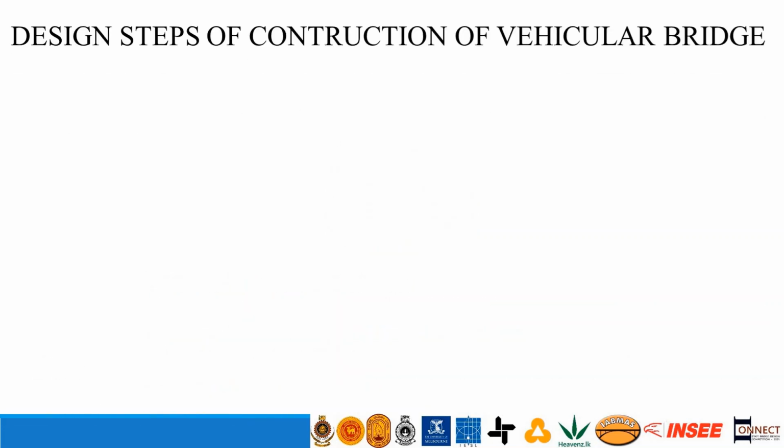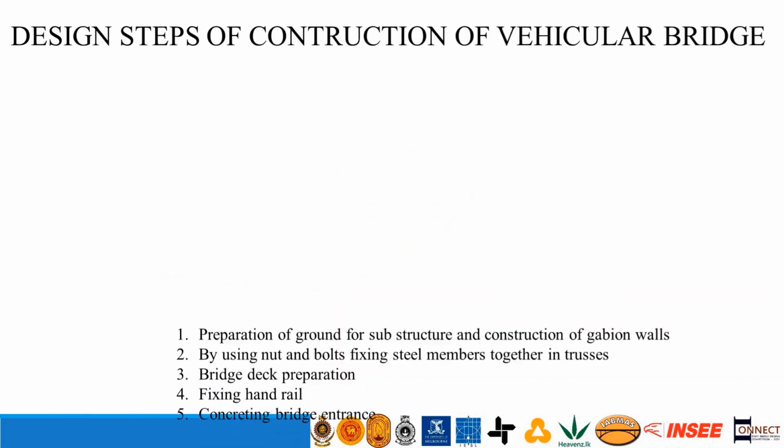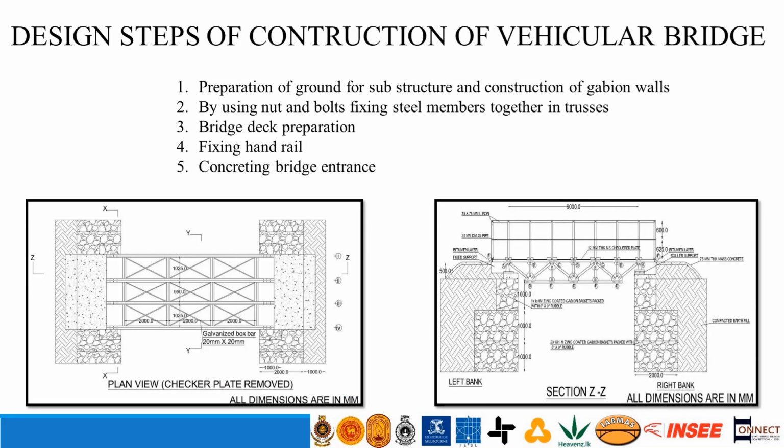Then I'll briefly describe our main design steps for the construction of the vehicular bridge. First one is preparation of the ground for the substructure and construction of gabion walls. Here, as the abutment of the bridge, we use gabion walls. Then, by using nuts and bolts, we fix the steel members together. Third one is bridge deck preparation. For this, we used checker plate. Using checker plate, we can reduce the weight of the bridge and the construction time also. Then fixing the handrail. Finally, we decided to finish the bridge with concrete on the ground beside the bridge entrance. These are the plan and elevation of our bridge.